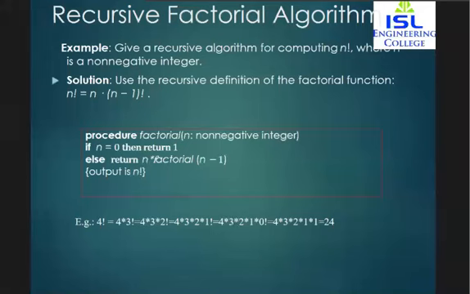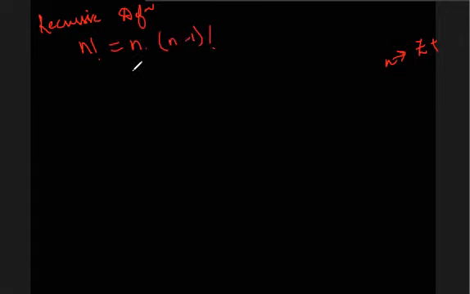The example is: give a recursive algorithm for computing n factorial, where n is a non-negative integer. Using the recursive definition, we can build a recursive algorithm that finds n factorial, where n is a non-negative integer or a positive integer Z plus. Based on the recursive definition of n factorial, which we have already seen, n factorial is n into n minus 1 factorial, as I showed you: 5 factorial is 5 into 4 factorial, where n is a positive integer, and the initial condition IC is 0 factorial equal to 1.